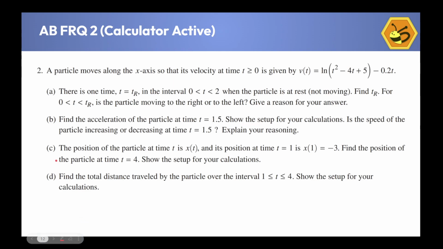And now it's time for part C. The position of the particle at time t is x(t), and its position at time t equals 1 is x(1) equals -3. Find the position of the particle at time t equals 4. Also show a setup for calculations.